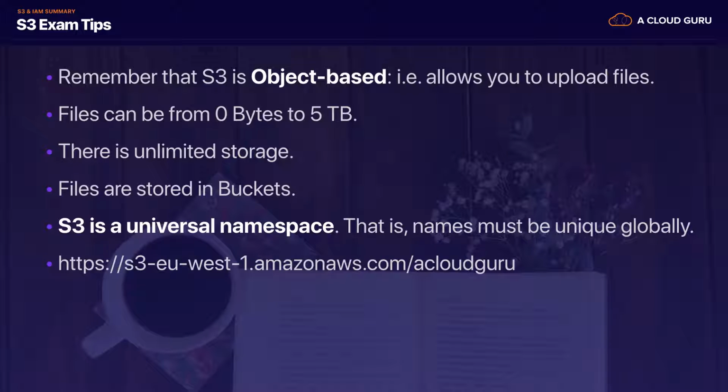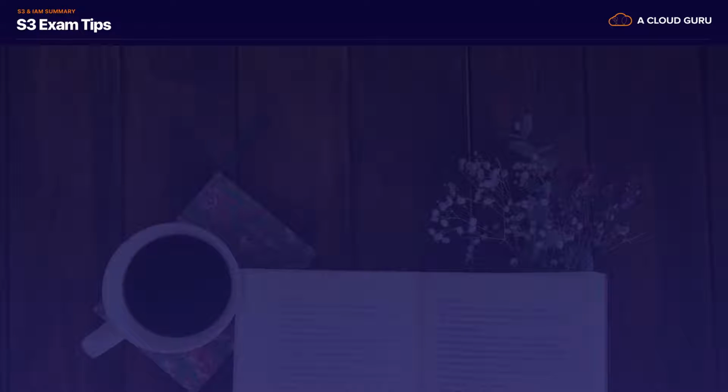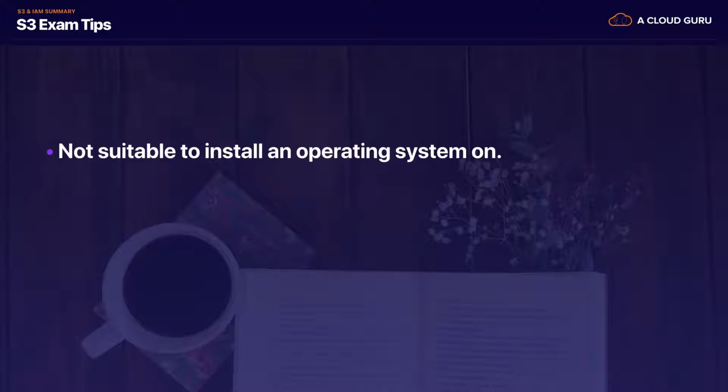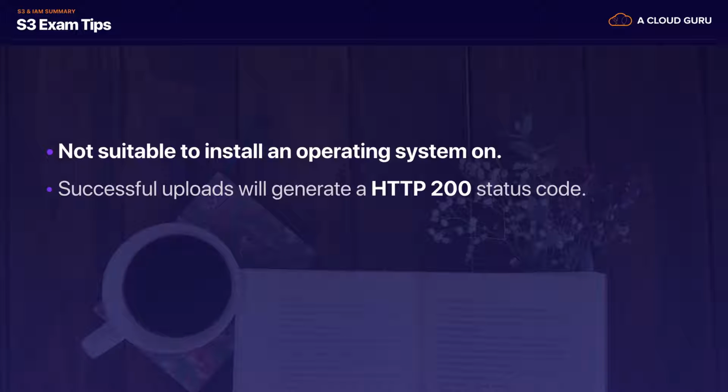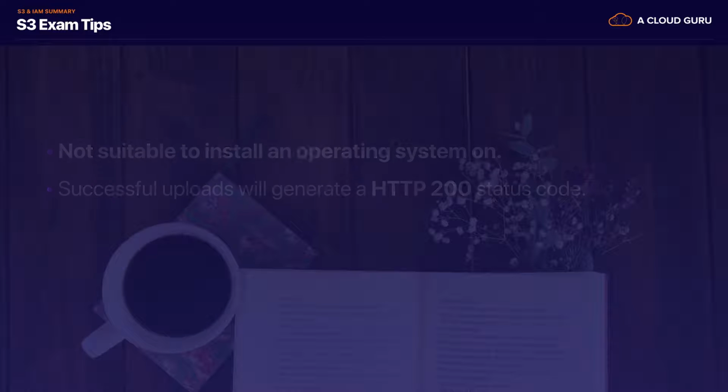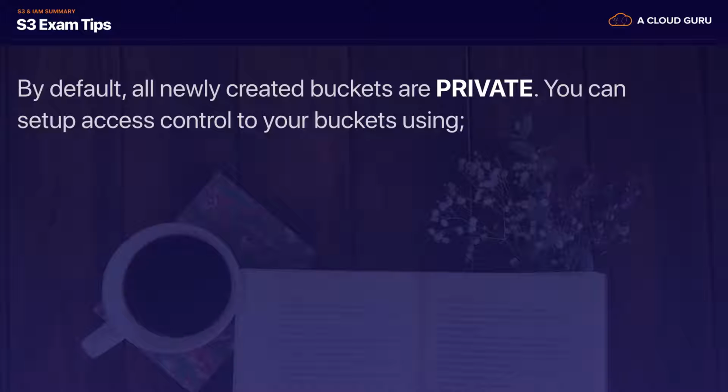And this is what the URL looks like when going to S3. So it's always S3, then the region, and then .amazonaws.com, and then / your bucket name. Now, remember that S3 is object-based storage, so it's not suitable to install an operating system on or a database or anything like that. And when you upload objects or files to S3, your browser is always going to get an HTTP 200 status code that the upload has been successful.